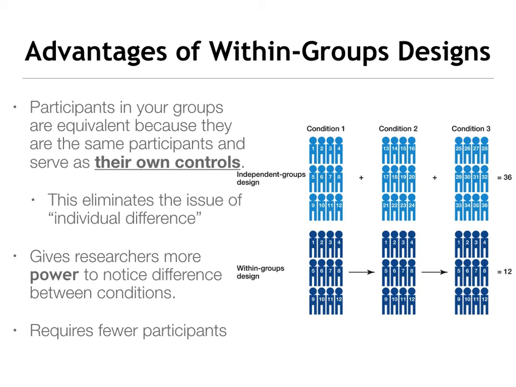So again, these are the advantages of a within subjects design. Participants are equivalent because you've got the same people in each group. We don't have to worry about individual differences. They're also acting as their own controls. And for my infant work, that was really, really helpful.